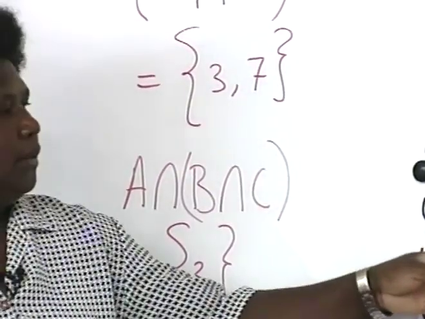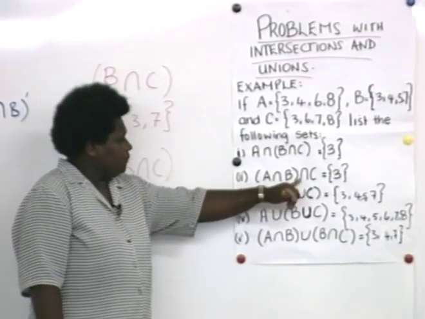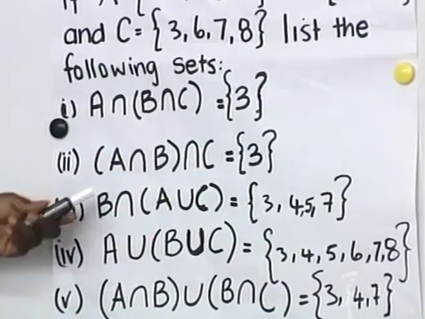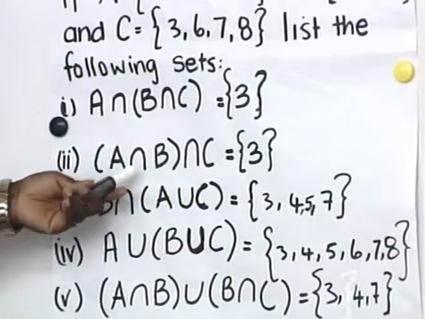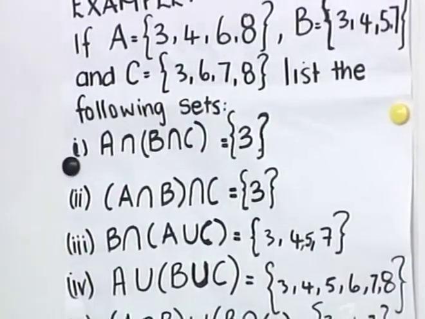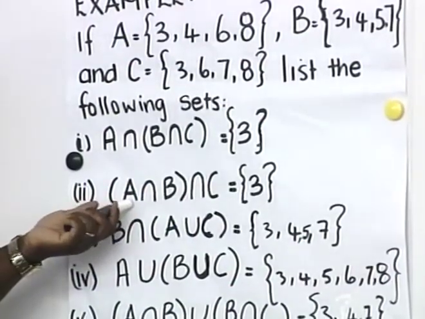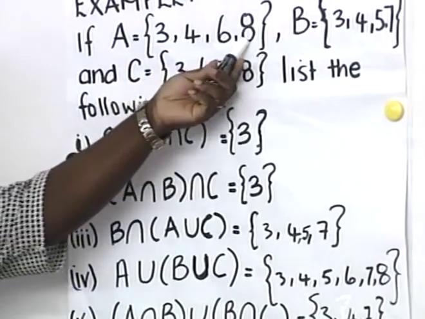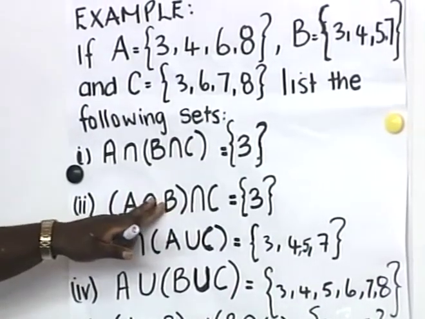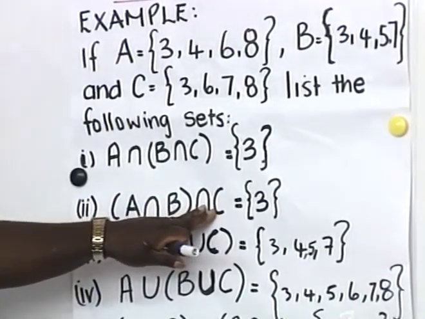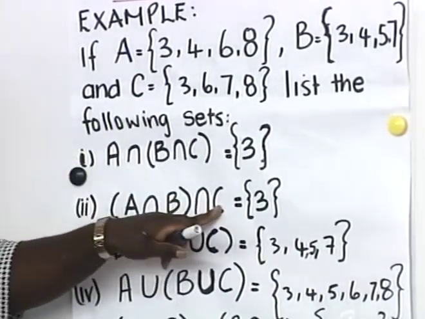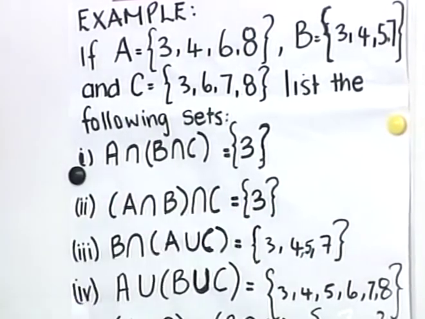Okay, next one. Now it's the other way around, A intersection B and then intersection C. I'm not going to write this down. I'll see if I can do this without having to do this step by step. A intersection B, we are looking at set A and set B. The numbers that may be common to A and B: A is 3, 4, 6, and 8. This one is 3, 4, 5, and 7. So 3 and 4. Now we are looking at 3 and 4 here, and this one has 3, 6, 7, and 8. The one that's common to both A intersection B and C is also 3.